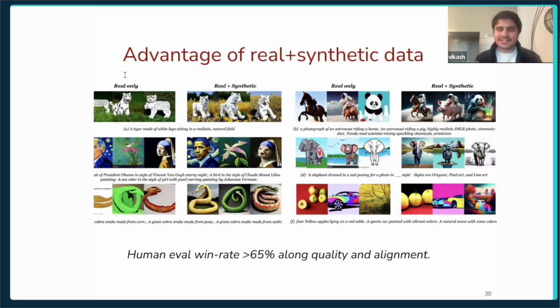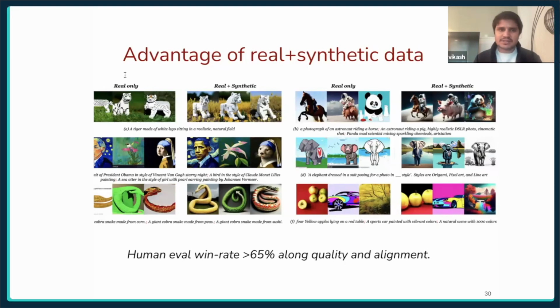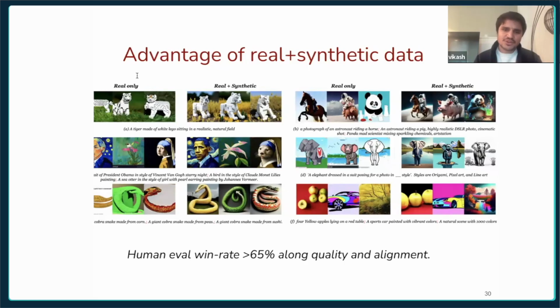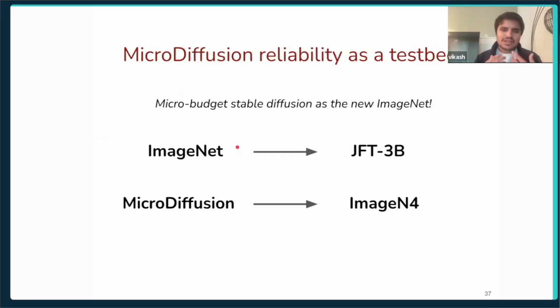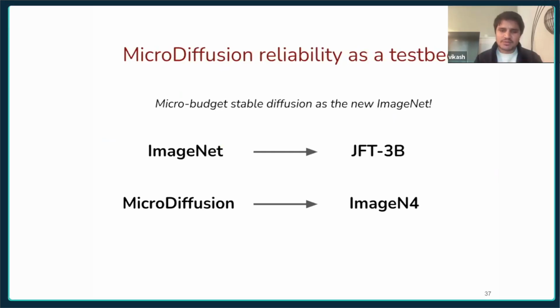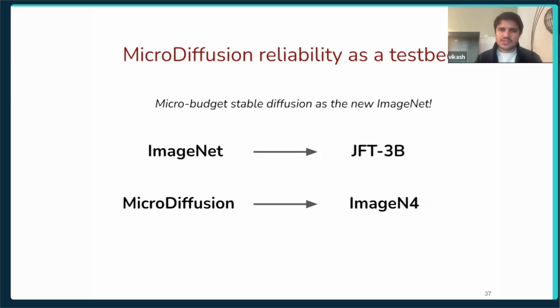This is a small-scale test bed, but it has to be trained from scratch, and in a nearly identical way to our large-scale models. And we can ensure that, and this is the test of time for this work, that hypotheses tested on MicroDiffusion would translate, the way things translated from ImageNet to broader vision research.